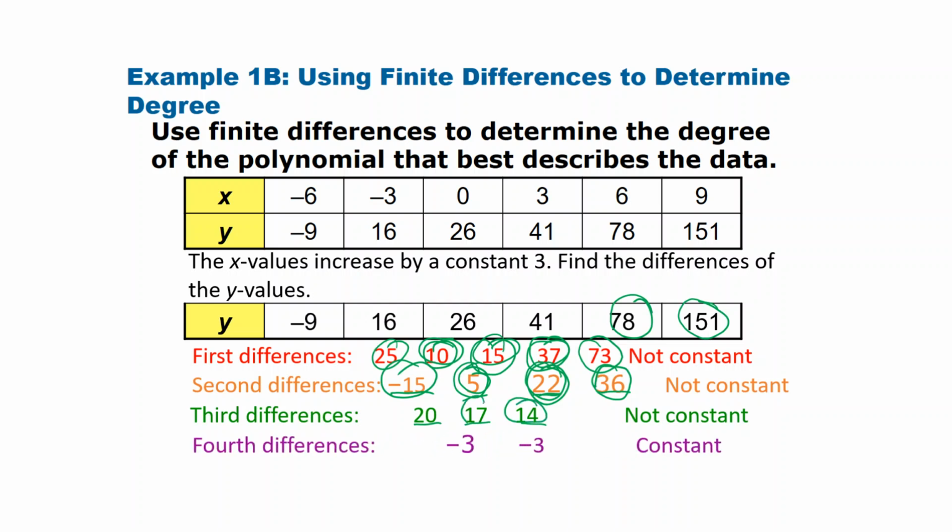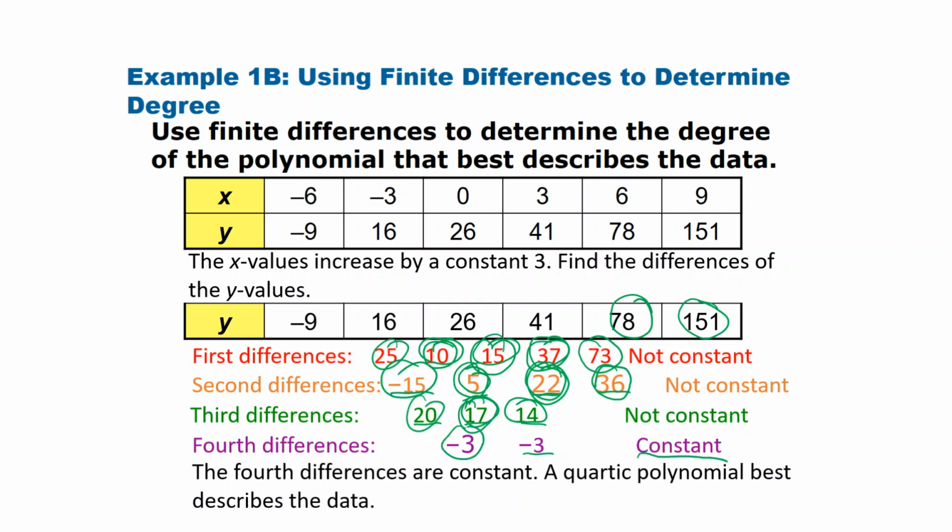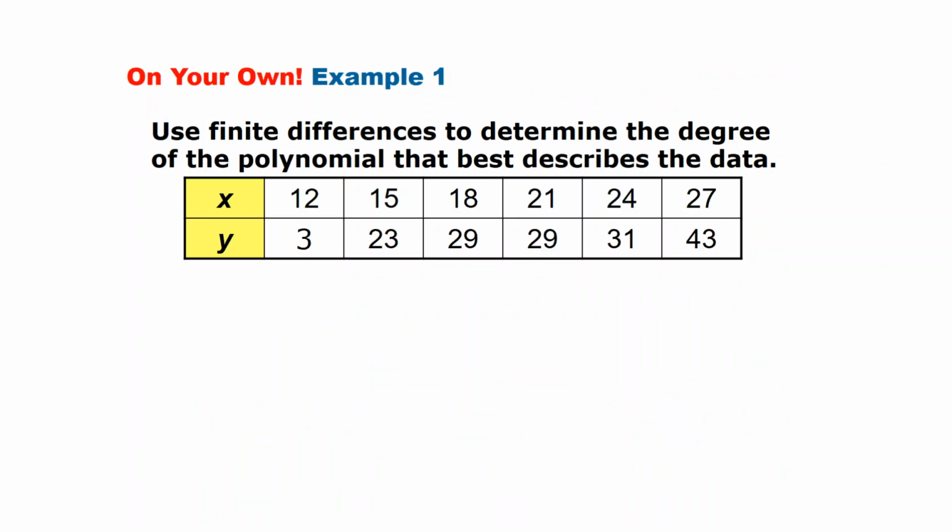14 minus 17 is negative 3. 17 minus 20 is negative 3. So now I am constant. So that tells me the fourth differences are constant. So a quartic polynomial best describes this data. Try this one on your own. Turn the video off for a second and give it a try.